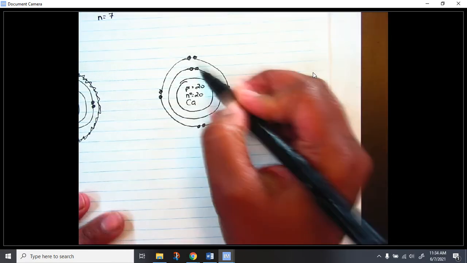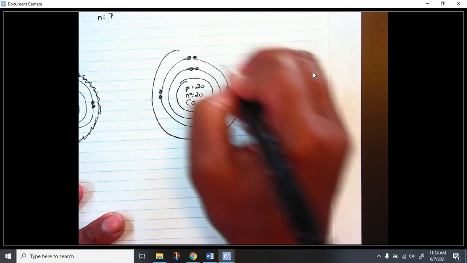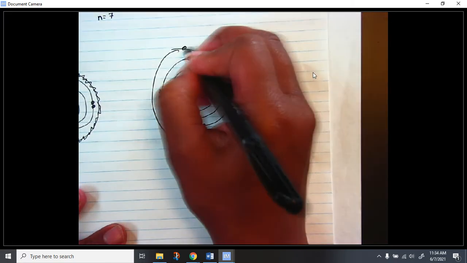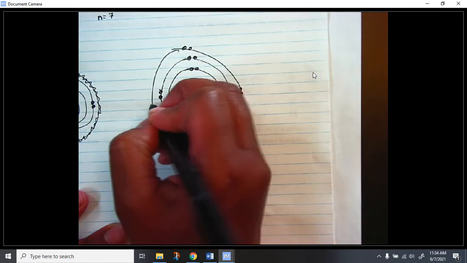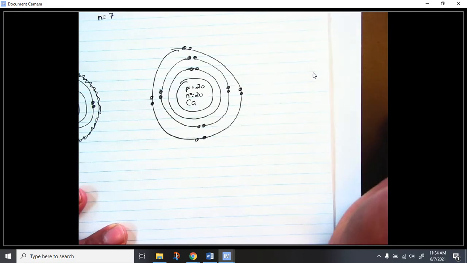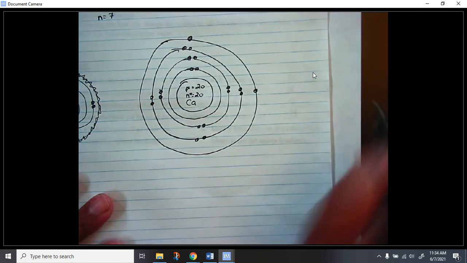Okay, so far I'm at 10. I'm going to add another layer. Okay, and that's going to be 18. I'm just going to double them up one time because I know it's going to be full. Okay, and then the last layer would have 2. That would be an atom, but it's an ion.